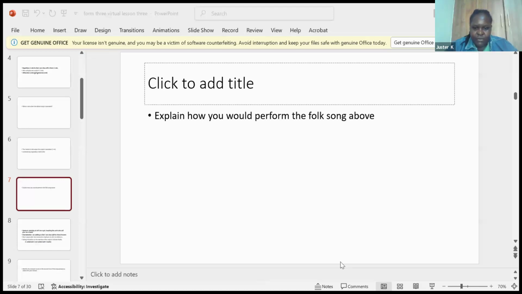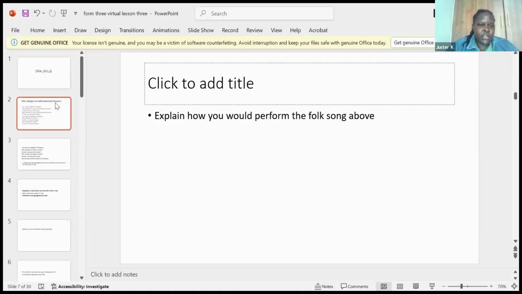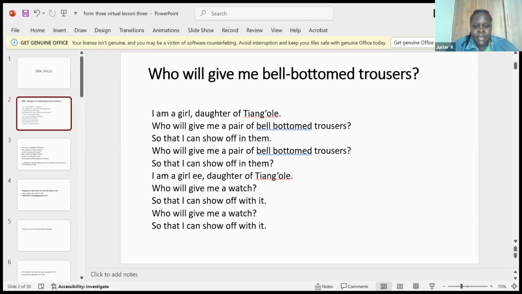Assuming it's okay, somebody's hand was up. Now the next question is asking on how we would perform this song. I want to take you back to this song, and then I want you to give me the best ways for you to perform this song. One thing I must remind you is that when you're answering questions on performance, you must always mention the verbal and the non-verbal cues. If you mention just the verbal cues, you get a 0. Even if they are correct, you are awarded a 0 mark. For you to score, you must give both the verbal and the non-verbal.